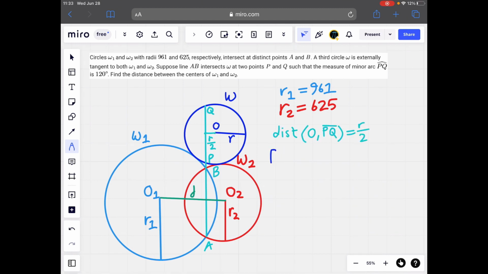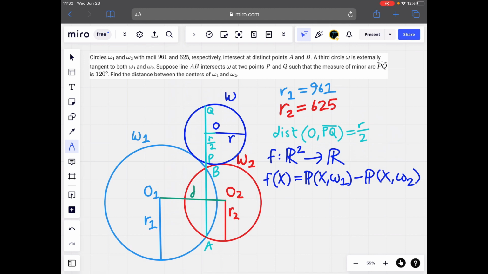So now we're going to define the function f from the plane R squared to the set of real numbers R. And f satisfies f of x, where x is a point, is equal to the power of point x with respect to circle W1 minus the power with respect to W2. By linearity, this function is linear, as I proved in my previous video.